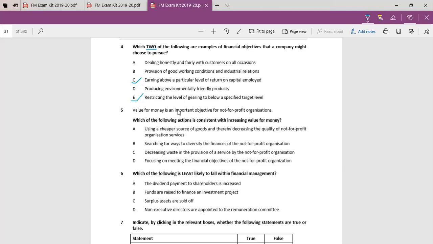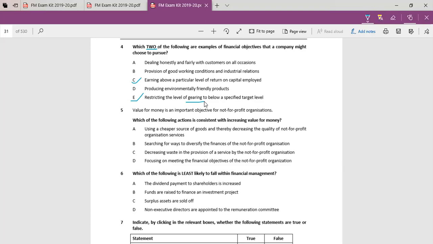Level of gearing. Gearing is the proportion of the capitals which are used, that is debt capital and equity capital, because of the attributes about cost and risk. If the cost is high, the profits will be low. If the cost is low, the profits will be better. So restricting the level of gearing, the usage of debt capital and equity capital, the capital structure part of it, to below a specified target level is related to the financial aspect.